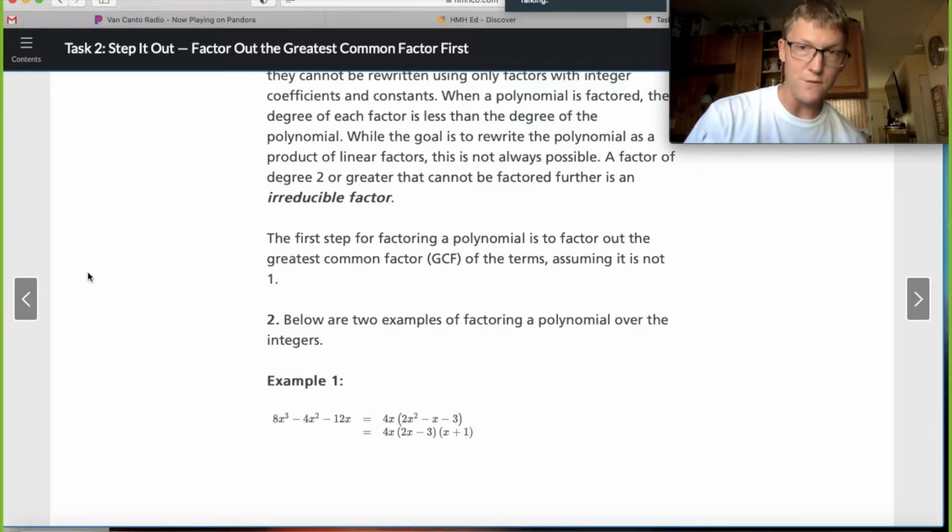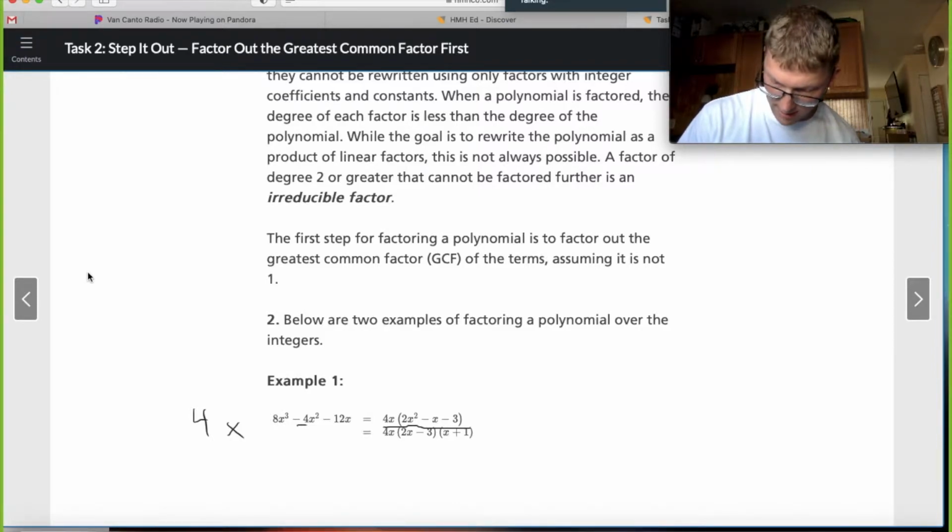So the very first thing you do when you're trying to factor something is find any common factors that you see. So I can see immediately that we have an x that is factorable out of all of those different numbers, and it looks like we have a 4. So we can take a 4x out of every single one of those. So then that's where we come up with this. We've got 4x times 2x squared minus x minus 3.